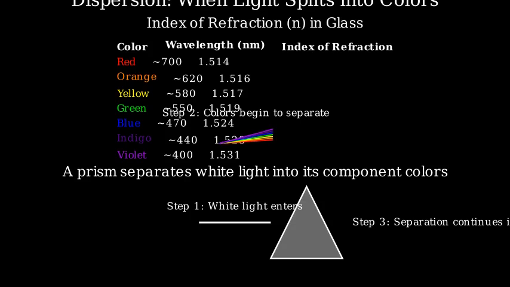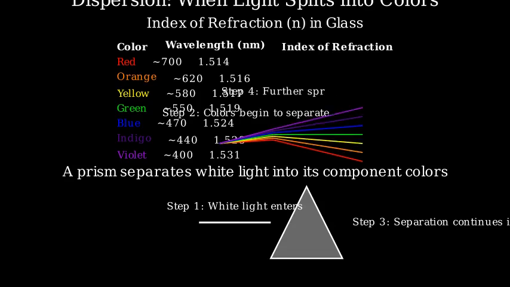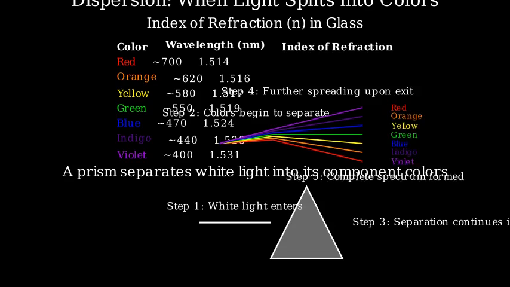Step 3. Inside the prism, the colors continue to separate as they travel at different speeds. Step 4. When the light exits the prism, it refracts again, spreading the colors even further. Step 5. The result is a beautiful rainbow spectrum, with red on one end and violet on the other.